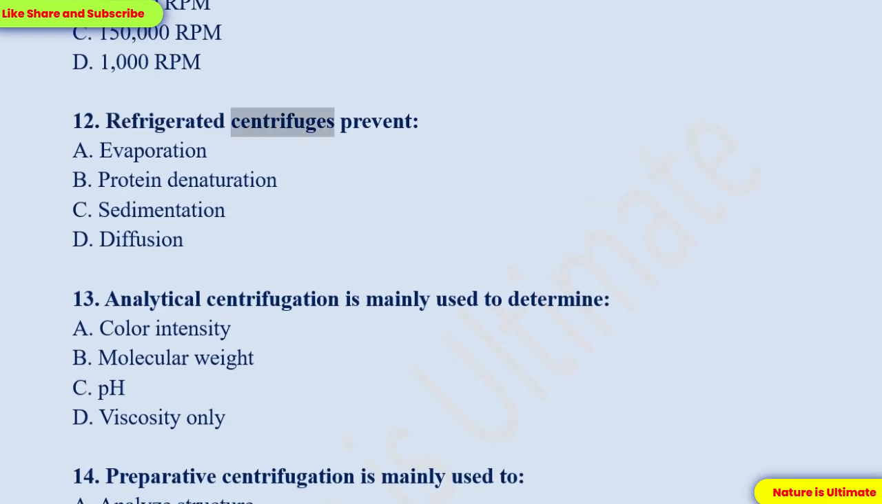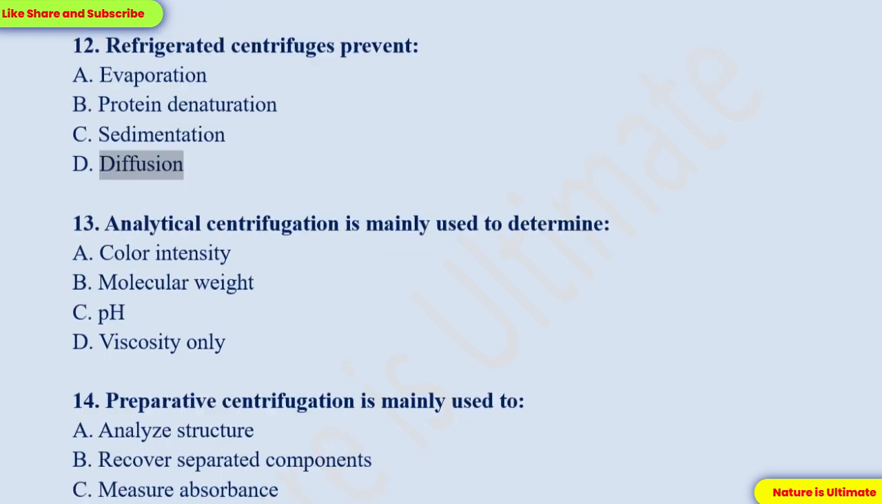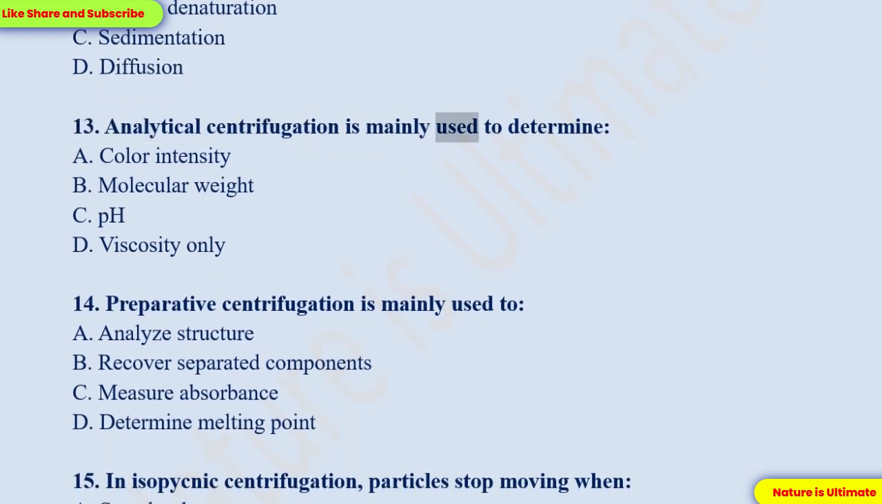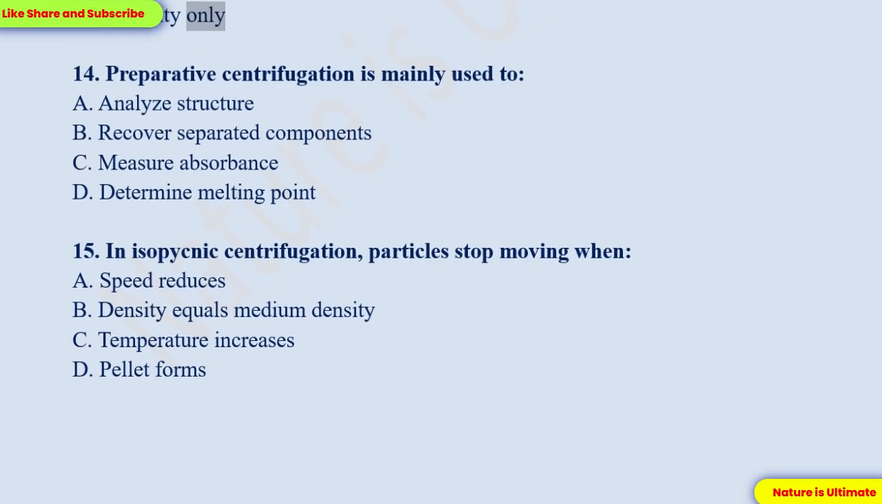12. Refrigerated centrifuges prevent A. Evaporation. B. Protein denaturation. C. Sedimentation. D. Diffusion. 13. Analytical centrifugation is mainly used to determine A. Color intensity. B. Molecular weight. C. pH. D. Viscosity only. 14. Preparative centrifugation is mainly used to A. Analyze structure. B. Recover separated components. C. Measure absorbance. D. Determine melting point.